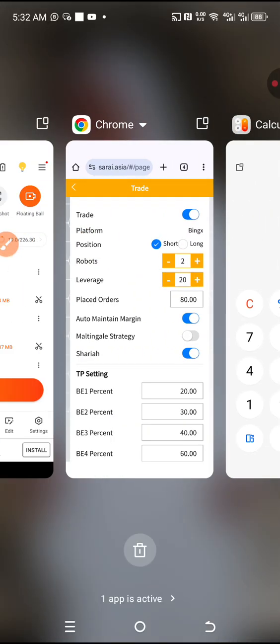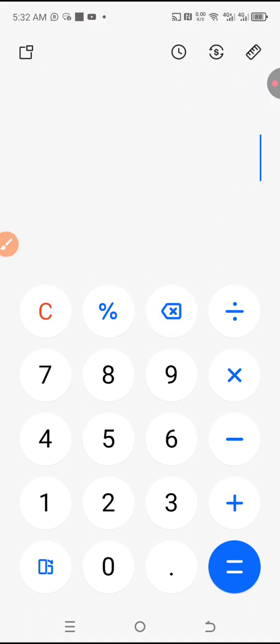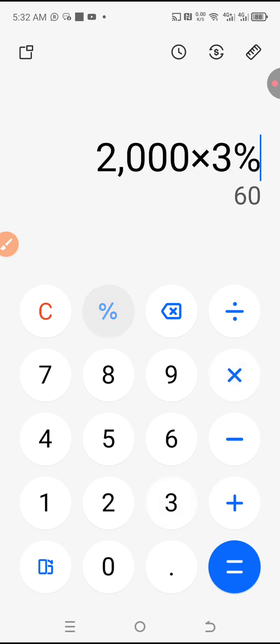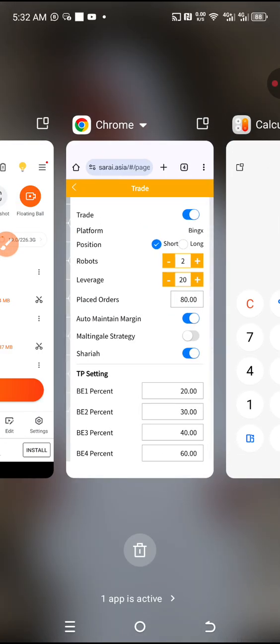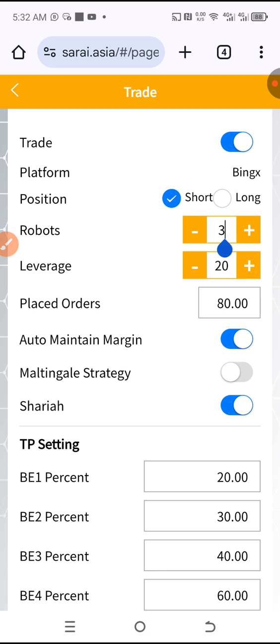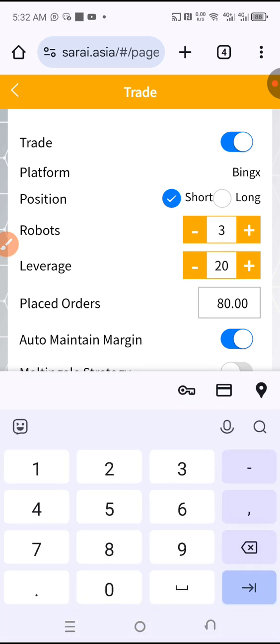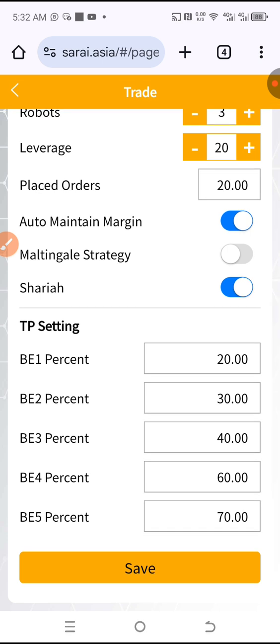So which one do we say? I think the first one is 20 per trade. Let's do it again. 100 times 20 leverage, then you multiply by 3%, 60 divided by 3, 20. This will be 3, okay. This will be 20. So I think we are good to go. You click save and we are good to go.